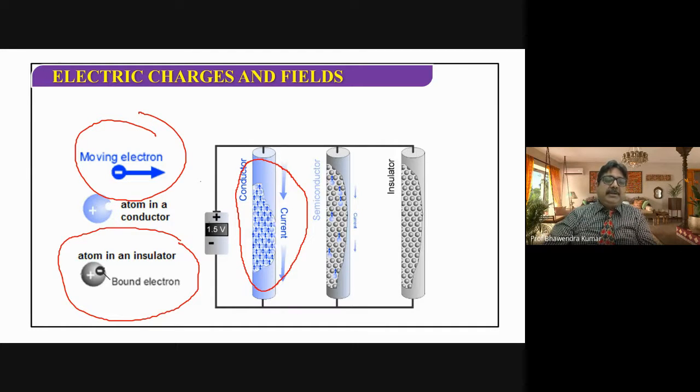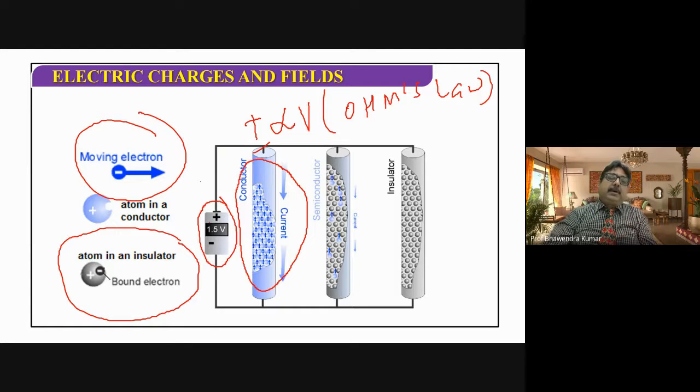So when a potential difference is applied by using a cell of, for example, 1.5 volt, then the current flowing through it is directly proportional to the potential difference applied. That is nothing but Ohm's law, that is obeyed for conductor.